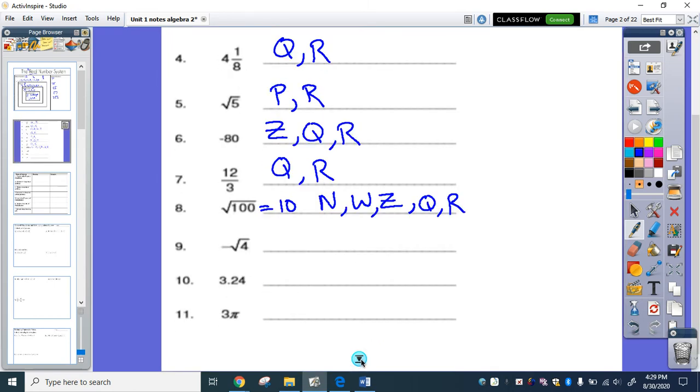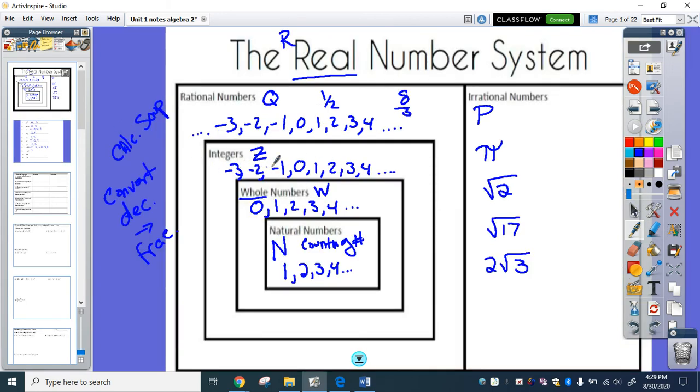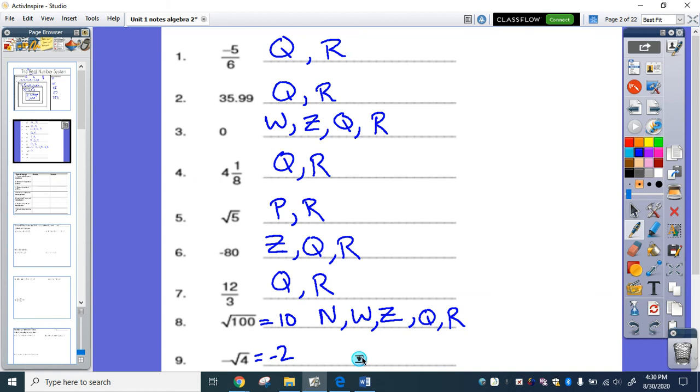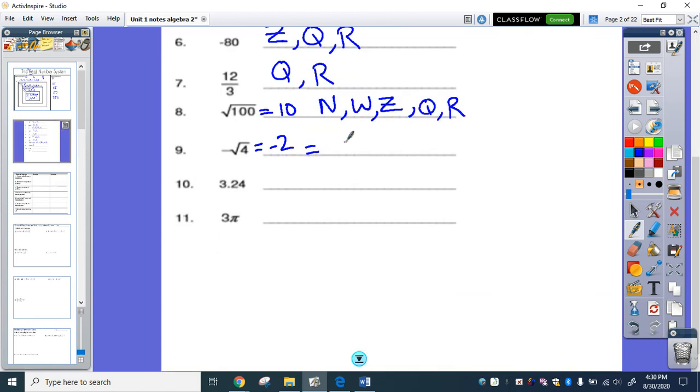Let's slide this down and look at the last few here. So now we've got negative square root of 4, but the square root of 4 is 2, which means this number is the same as negative 2. Well, now negative numbers, let's find out where they fell in our chart. Negative numbers were the integer category. So we're going to have integers, rationals, and reals. So it's going to fall under all three categories.